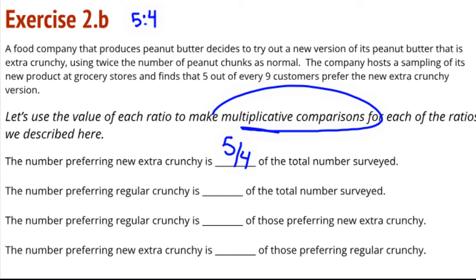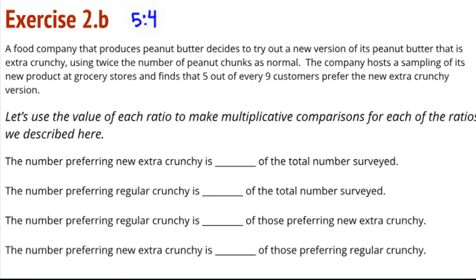Now, when we talk about this as a multiplicative comparison, that means that we can use this as part of a multiplication problem to answer questions. And we'll look at that in a minute. But I want you to start seeing that these fractions are going to be useful for multiplication. The number preferring regular is 4/5 the total number surveyed.